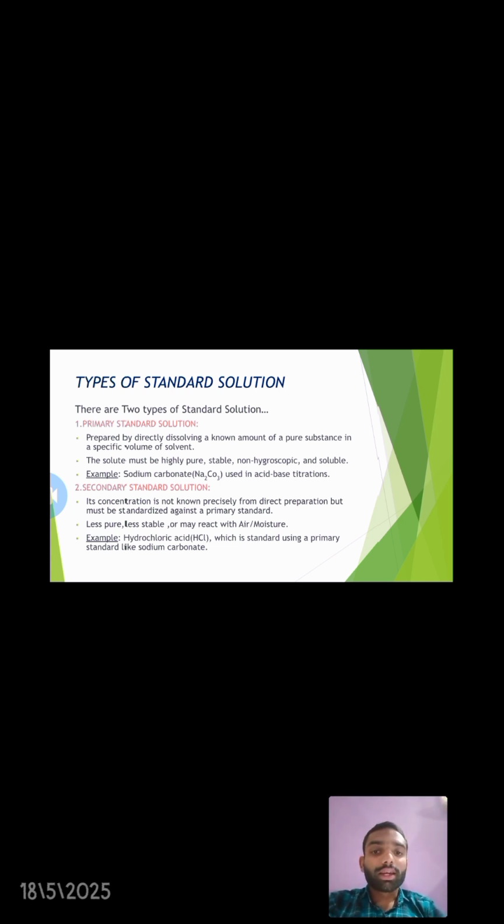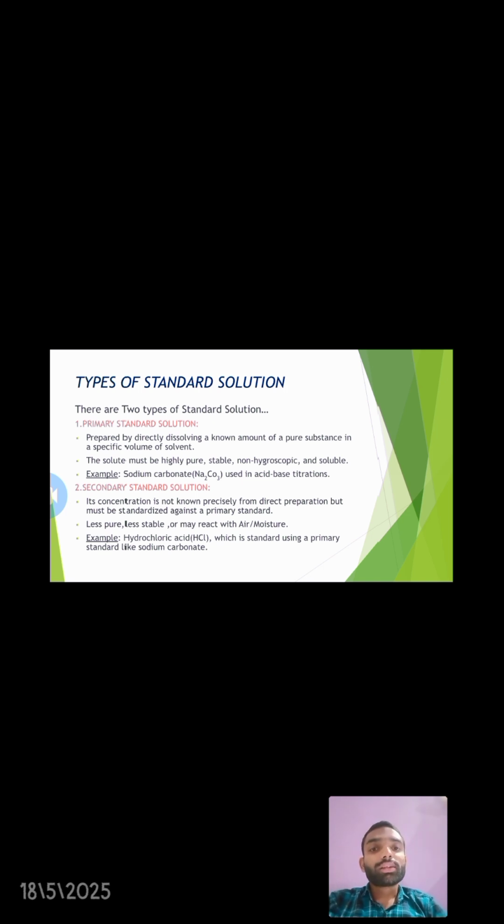The second one is secondary standard solution. Its concentration is not known precisely from direct preparation but must be standardized against a primary standard, and it is less pure, less stable, or may react with air or moisture. Example: hydrochloric acid, which is standardized using a primary standard like sodium carbonate.